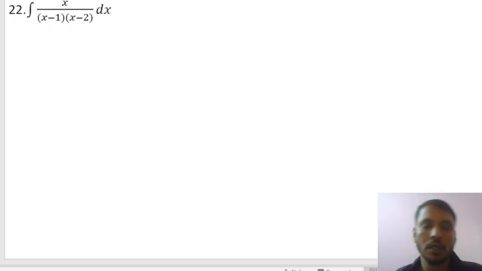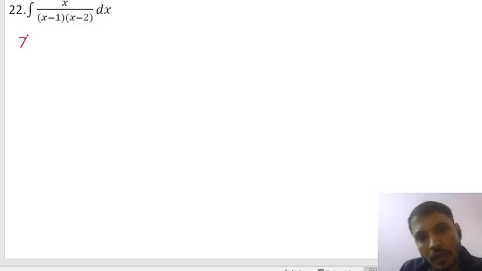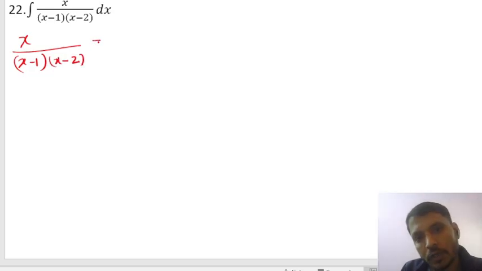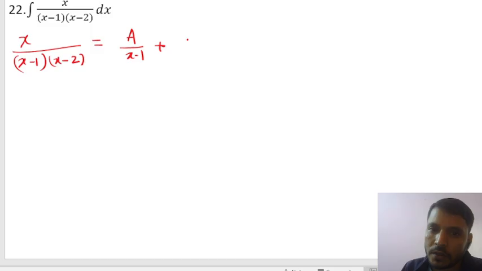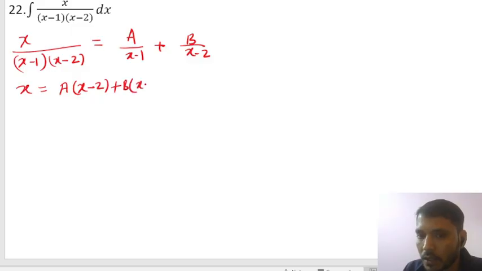So here we can directly apply the partial fraction. That means x divided by (x minus 1)(x minus 2) can be written as a upon x minus 1 plus b upon x minus 2. After taking the LCM and cancelling the denominator, it becomes a into (x minus 2) plus b into (x minus 1).